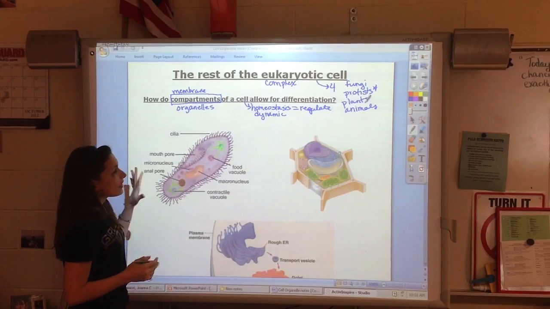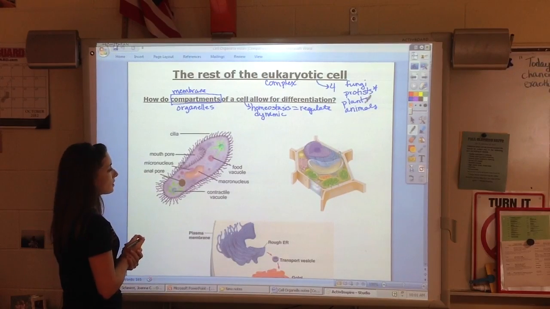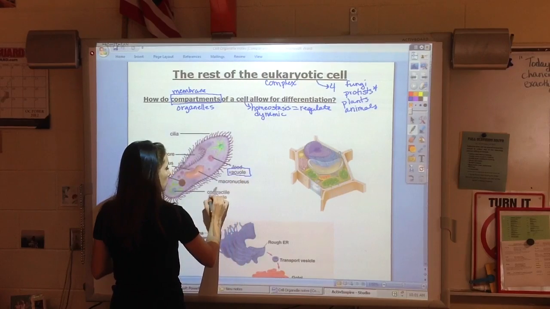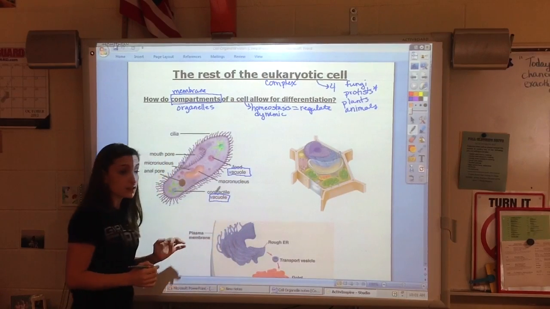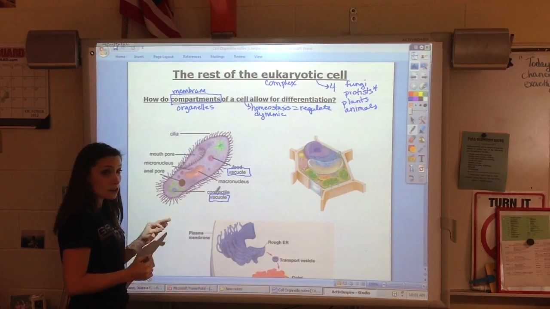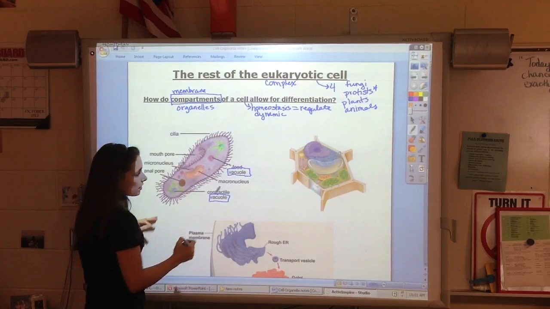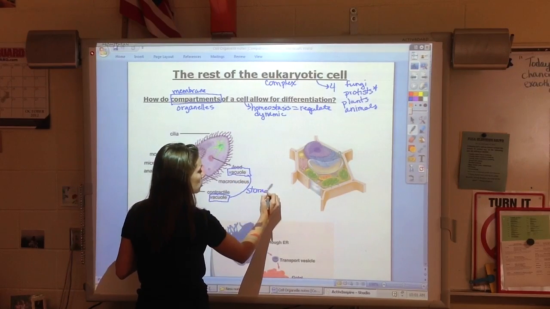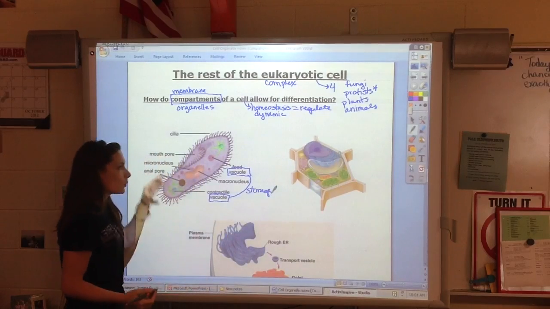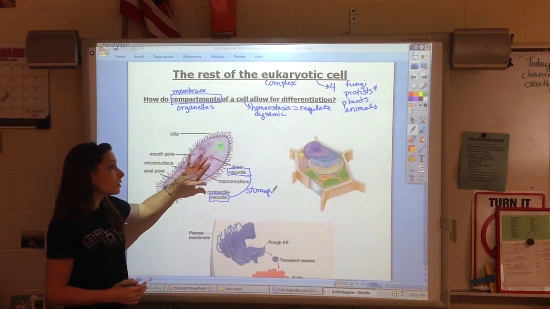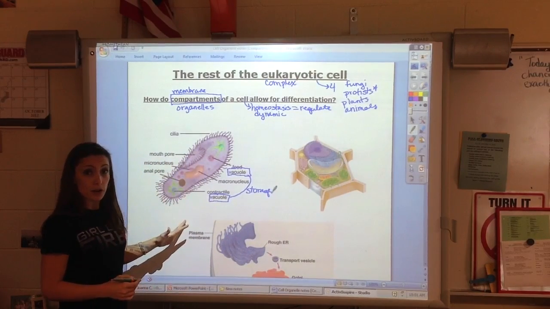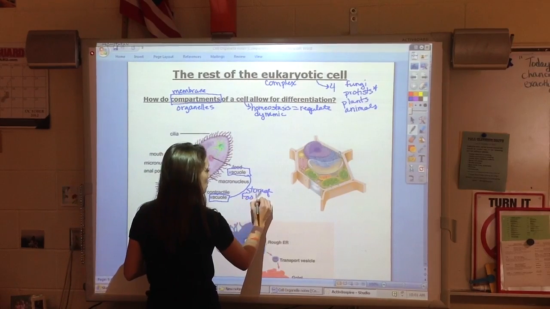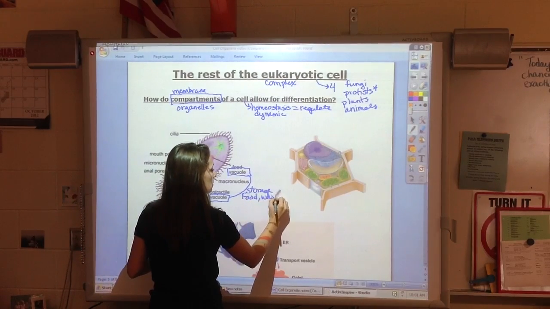So when we look at the eukaryotic cell, one of the big things that we're going to see is a vacuole. Vacuoles can have lots of different specific functions. In general, what a vacuole does is it provides a space for storage. So we can have a place to store food, waste, or water are the kind of three main things. So food, waste, and water.